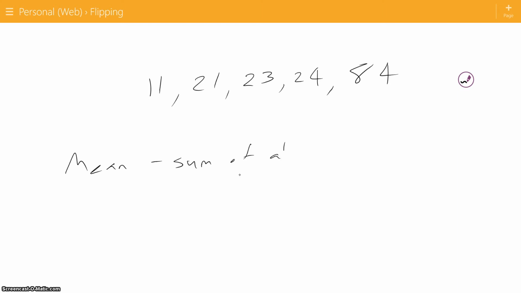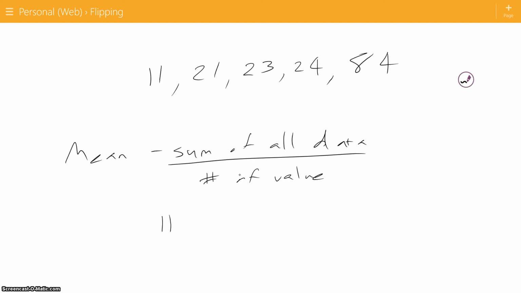So, let's say our data is points 11, 21, 23, let's say 24, and let's do something interesting, 84. All right. To get the mean, you have to take the sum of all data and then divide that by the number of values that you've got, the number of data values.